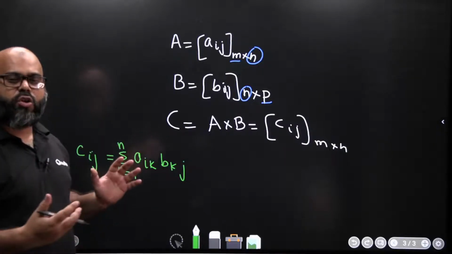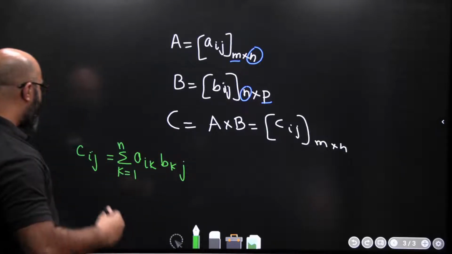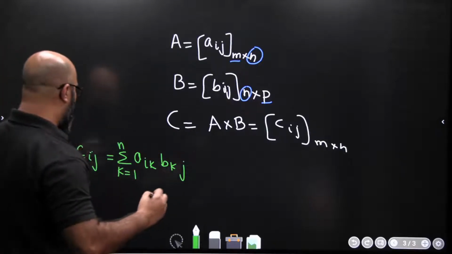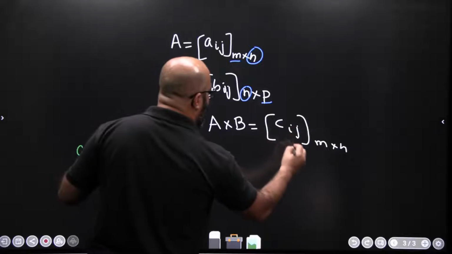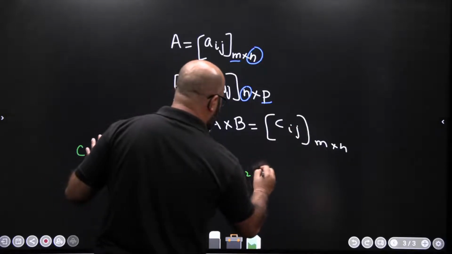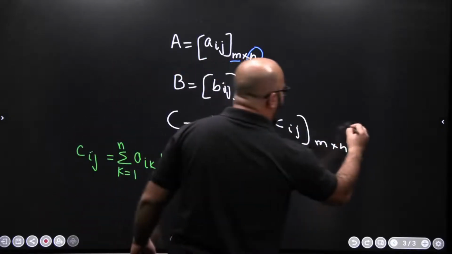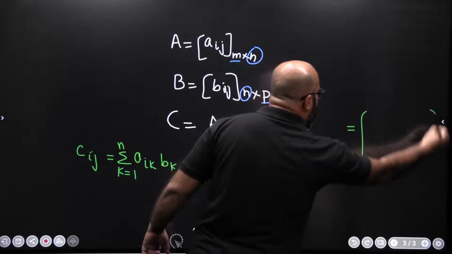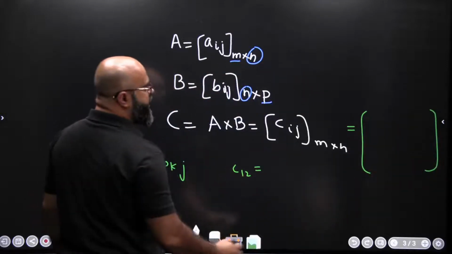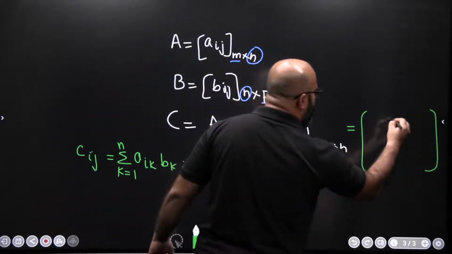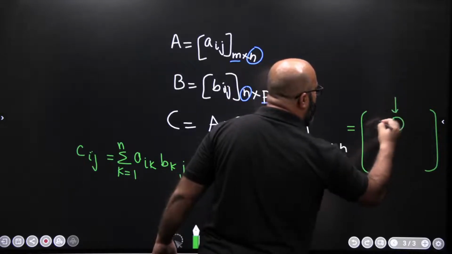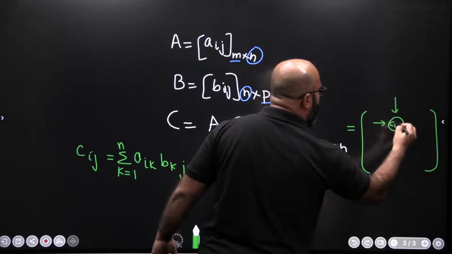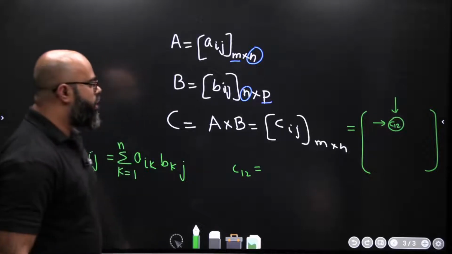It is not at all complex if you will try to understand. Let us take an example. Suppose we want to find C12, that is, we want to find the element which is of the first row and second column. So first row and second column, this element we are talking about, C12.